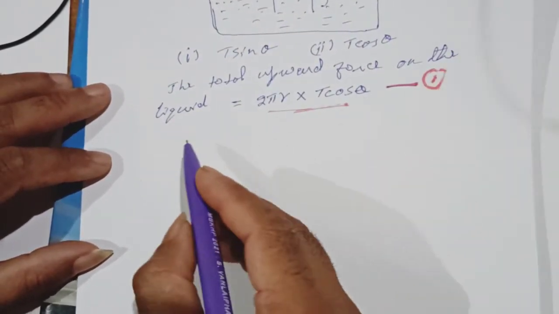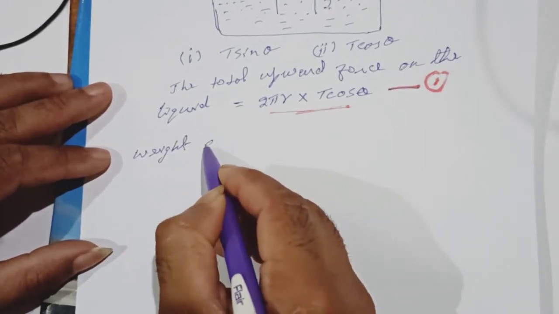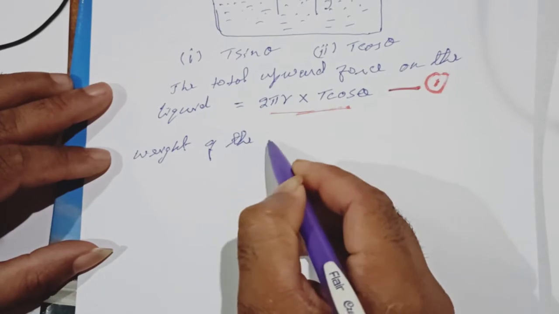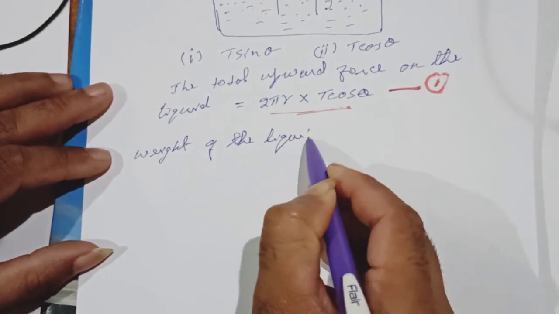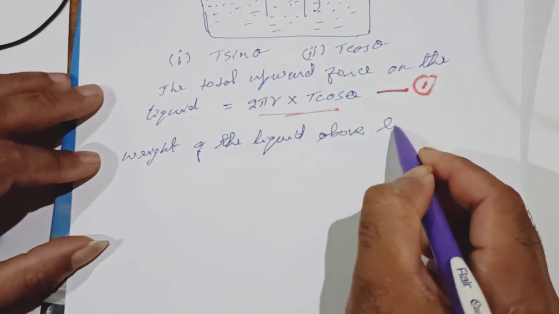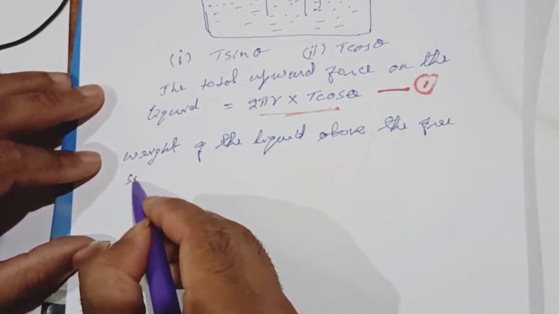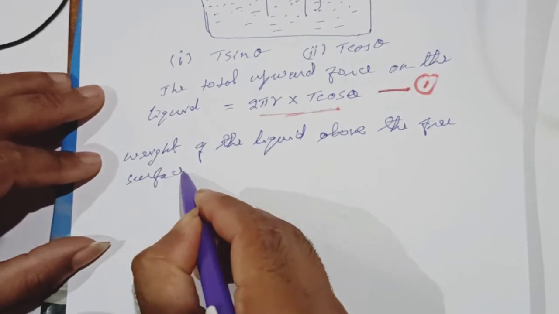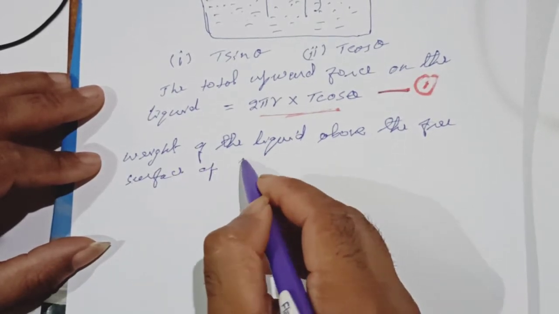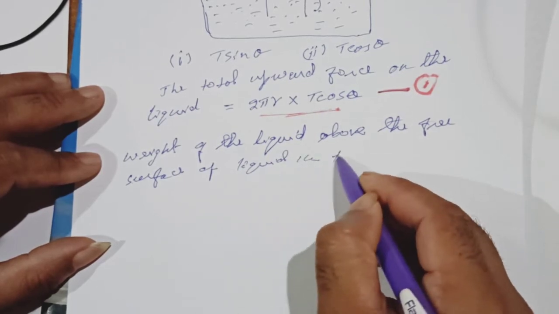So it is balanced: the weight of the liquid above the free surface of liquid in the container.